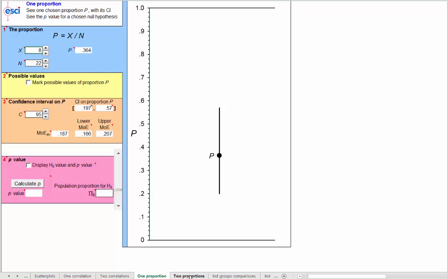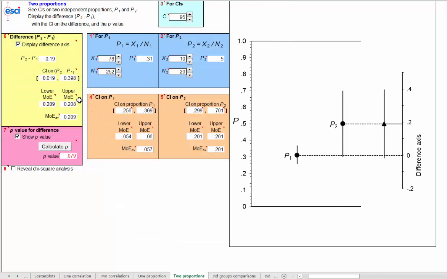Now let's consider two proportions, and we're interested in the difference between two independent proportions, P1 and P2. What do I mean by independent? It means they refer to different samples, to different groups of people or items. And in this example, as in the book, we've got P1 is 78 out of 252.